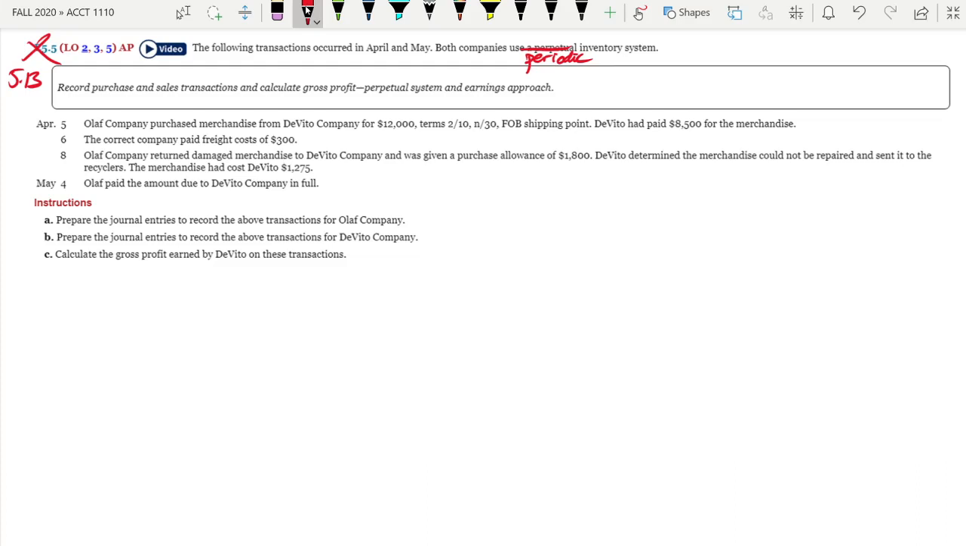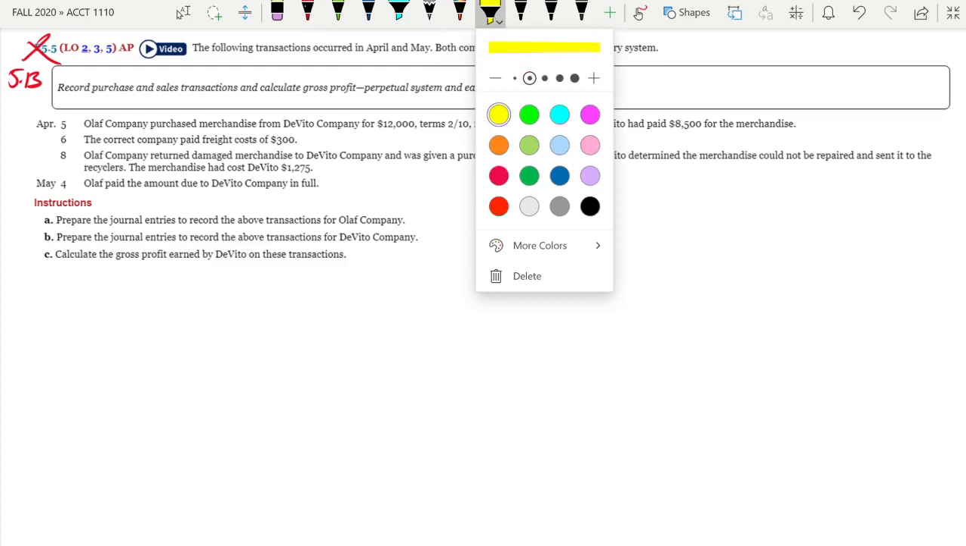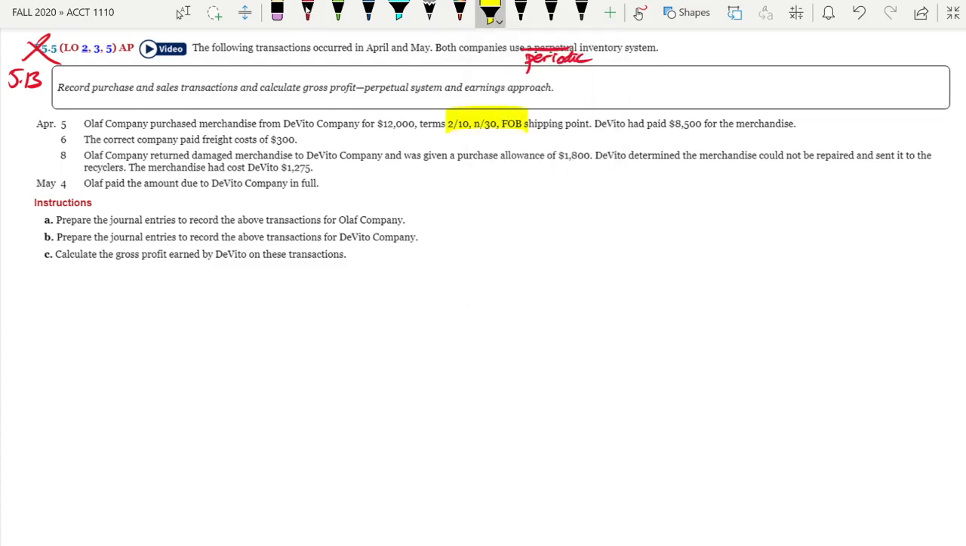Alright, well that's fairly straightforward. Olaf purchased merchandise from DeVito for $12,000. Terms were 2/10 net 30 FOB shipping point. So we've got a situation where it's 2/10 net 30 FOB shipping point, which means ownership transfers at the shipping point. If ownership transfers at the shipping point, it's the buyer's responsibility to pay for the shipping. DeVito had paid $8,500 for the merchandise. The correct company paid the freight costs of $300, and we just determined that that's the buyer.